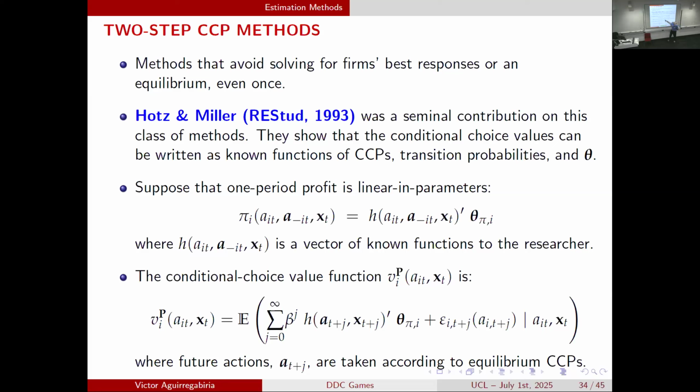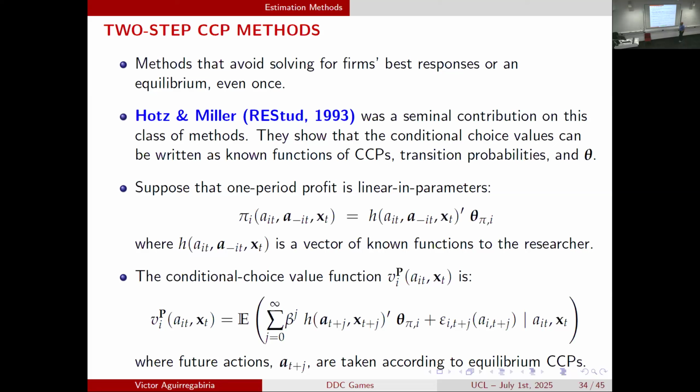Then we can write the payoff function of a player as a vector of known functions of the actions of the players and the state, multiplying a structural parameter. And these theta pi I are the structural parameters.